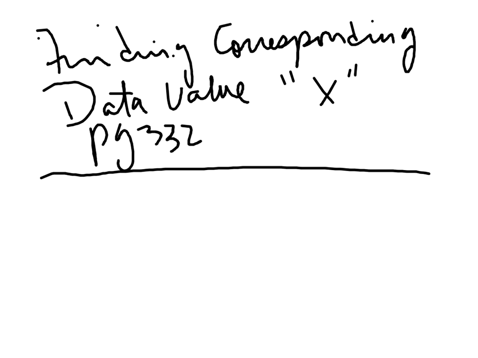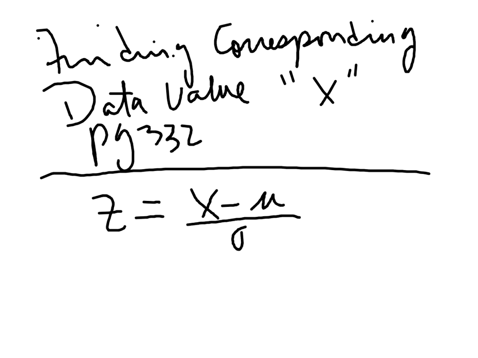We're going to find a data value. And remember, we have a formula for the z-value, which is our given data value, subtract the mean, divided by the standard deviation. Well, we're going to see some situations where we want to find the given data value, okay? And it's not really a difficult derivation to find that.